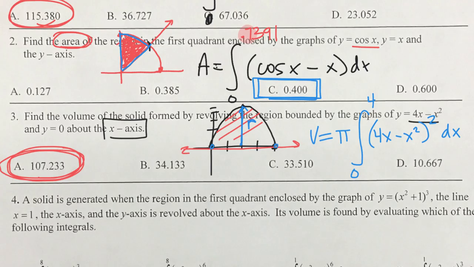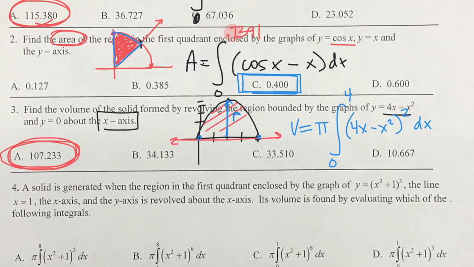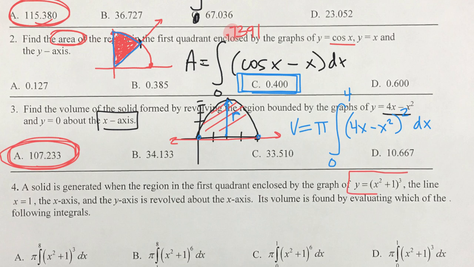Okay, we have a whole bunch of equations for this next one. We have this 6-degree polynomial. We have x equals 1, the x-axis and the y-axis, which makes me believe that maybe it's something in here-ish maybe, or 3. I'm not quite sure exactly what it looks like, but I know the bounds are from 0 to 1. Okay, and it's revolving around the x-axis, so that's a pi r squared integral.